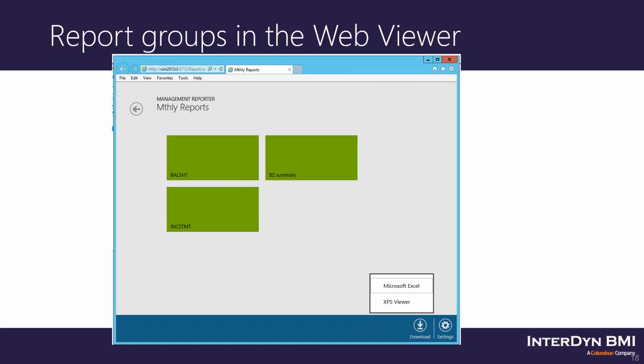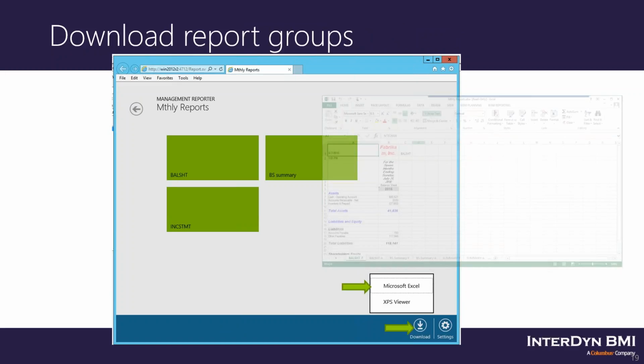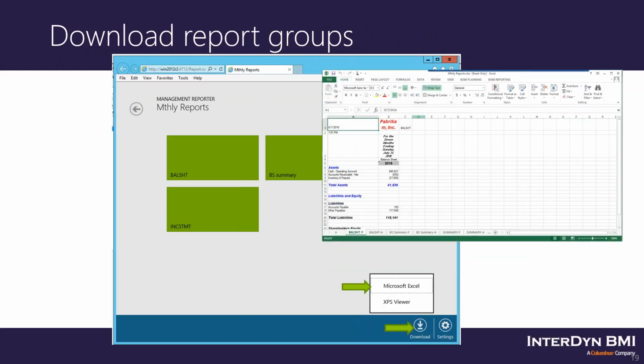All right. So one of the really cool things about running things to the web viewer as a group is that down here under your download option, you have the ability to export all of these reports to an Excel file. What that's going to do is every single report is going to show up as a different tab in a single Excel workbook.